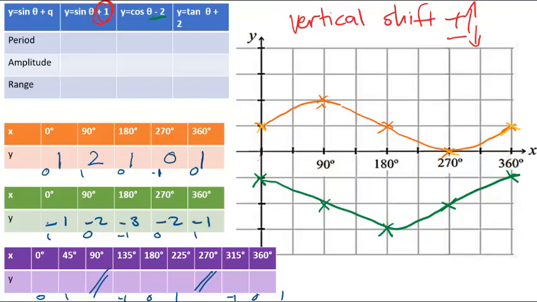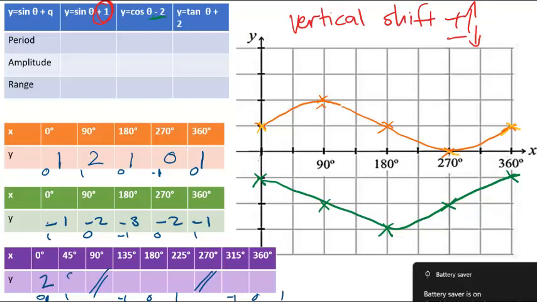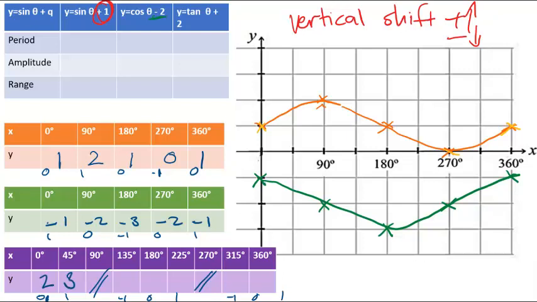Let's do tangent. So tangent, we're going to say plus 2. Plus 2, already you know, vertical shift, plus means up 2 units, right? So where I would start with 0, I'm going to say 0 plus 2 is 2. 1 plus 2 is 3. Undefined is undefined. Minus 1 plus 2 is going to be 1. 0 plus 2 is 2. 1 plus 2 is 3. So let's plot this one.